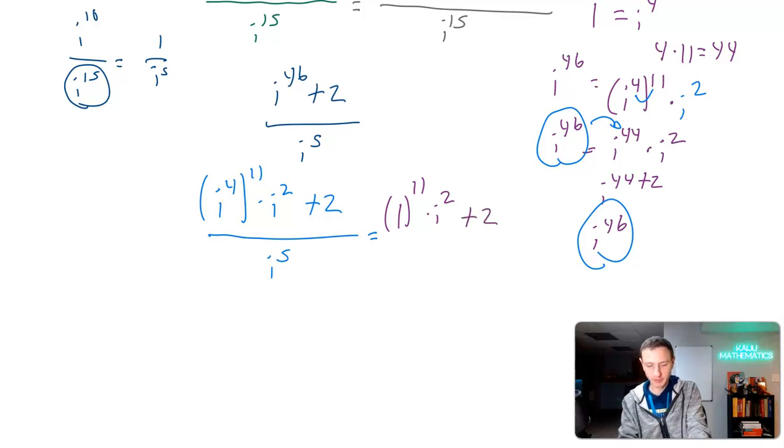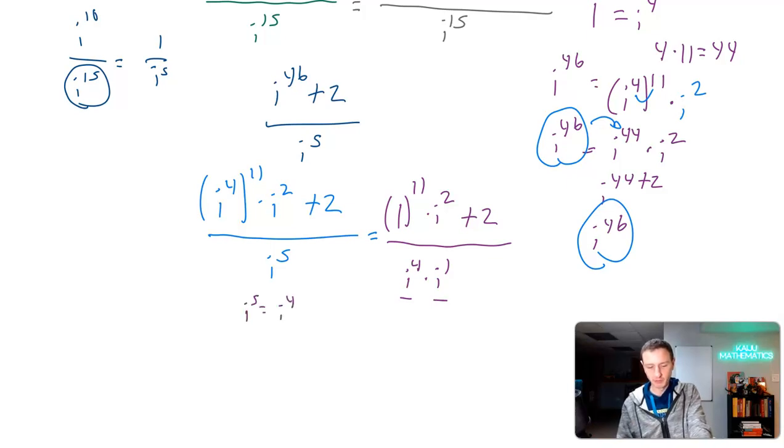And I probably should have rewritten i squared, but that's okay. Let's deal with the bottom also, since I forgot to even rewrite i squared as just -1. Let's just deal with the bottom now. So i to the 5th could just be i to the 4th times i to the 1st, right? Because we're multiplying by the same base. What do we do with the exponents? We're multiplying by the same base. We add. So then that would be i to the 5th.